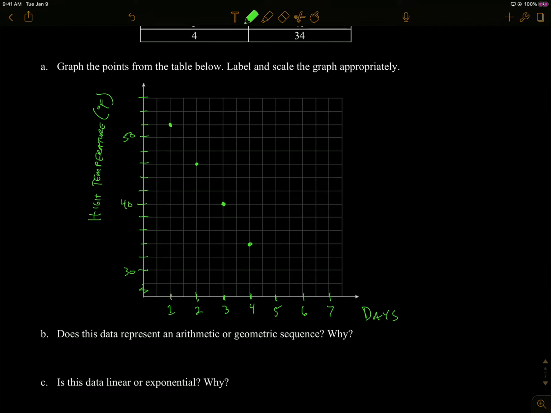And so can we connect the dots on this or not? Well, let's think about this. There's a couple ways to sort of answer it. Can you have a half a day? Can you have a partial day, 1.1 days? Yeah, you can. And can you have a temperature that's not a whole number? Can you have 42.7 degrees? You can. So if you connect the dots, you can make an argument for that.